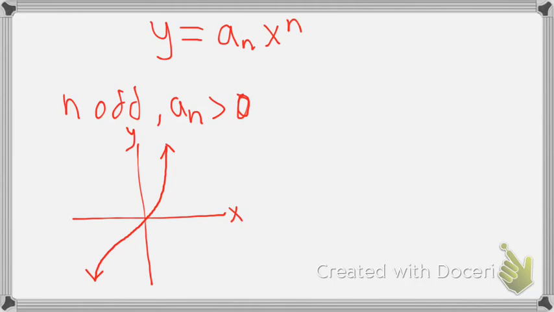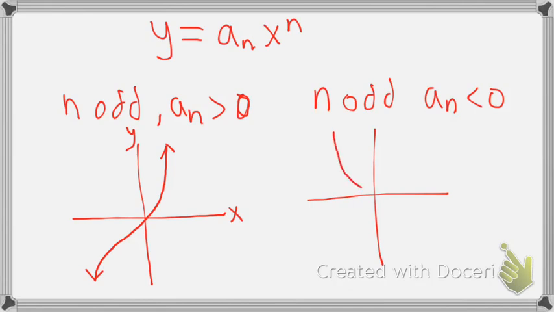That's what a general leading term would look like where the power on x is odd and the leading coefficient is positive. Now if n is odd and the leading coefficient is less than 0, the graph is essentially the previous graph reflected again over the x-axis. This time it's going to decrease, from the second quadrant through the origin down into the fourth quadrant. So let's look at one more example.